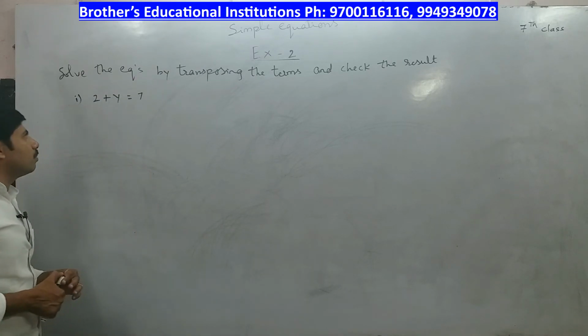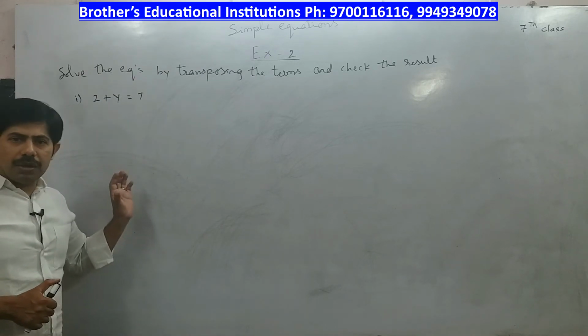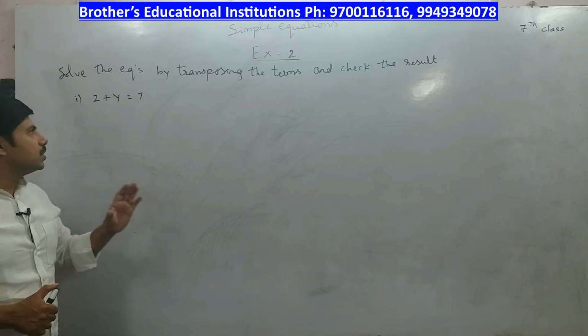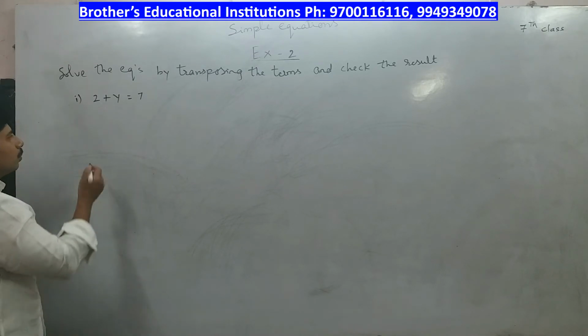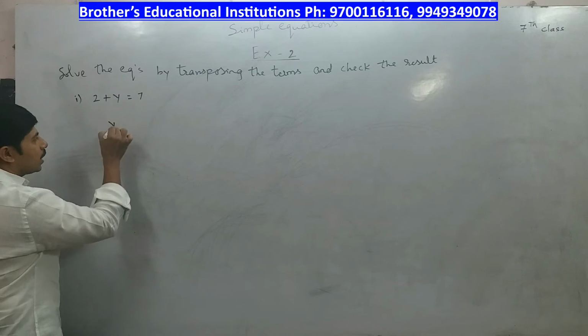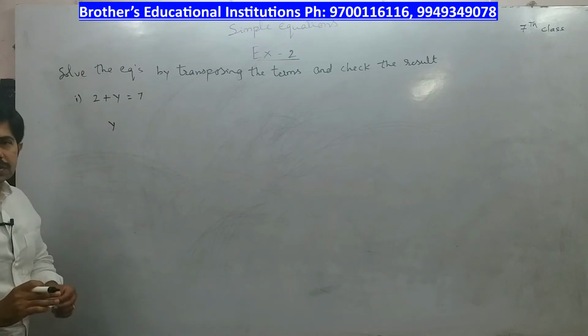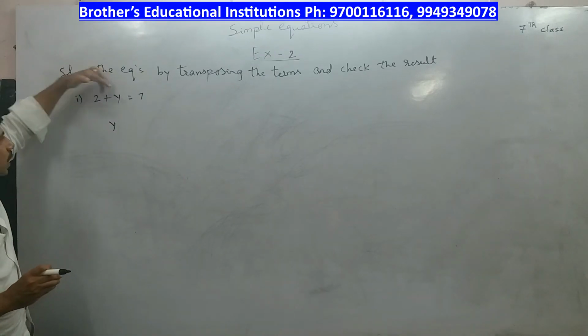So the first problem we will see is 2 plus y is equal to 7. In the transpose method, we only transpose the terms near to y.